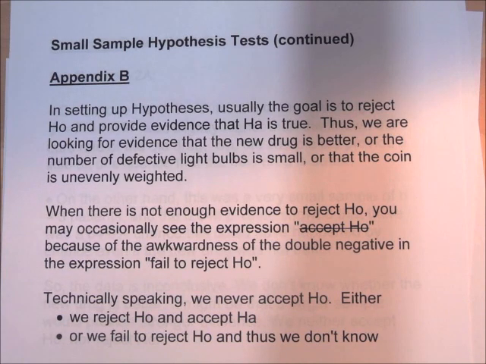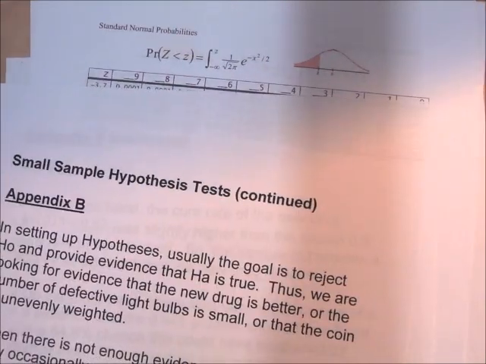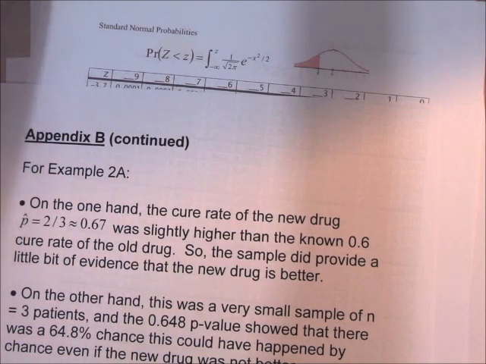When there is not enough evidence to reject H naught, you may occasionally see the expression accept H naught, because of the awkwardness of the double negative, and the expression failed to reject H naught. So you'll see that, but technically that's not the correct language to use. Technically we reject H0 and accept HA, or we fail to reject H naught and we don't know. But we technically shouldn't be accepting H naught.